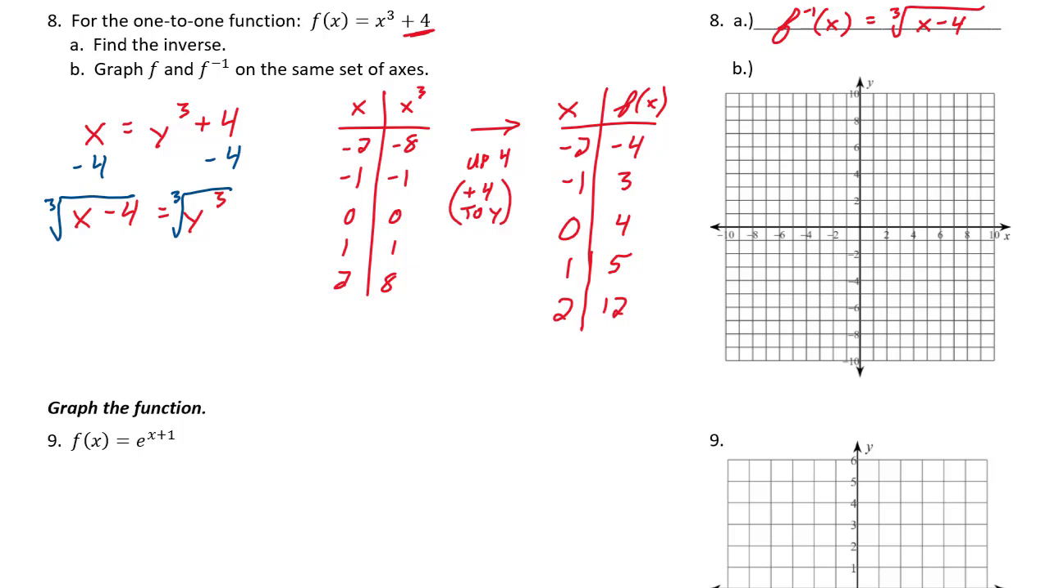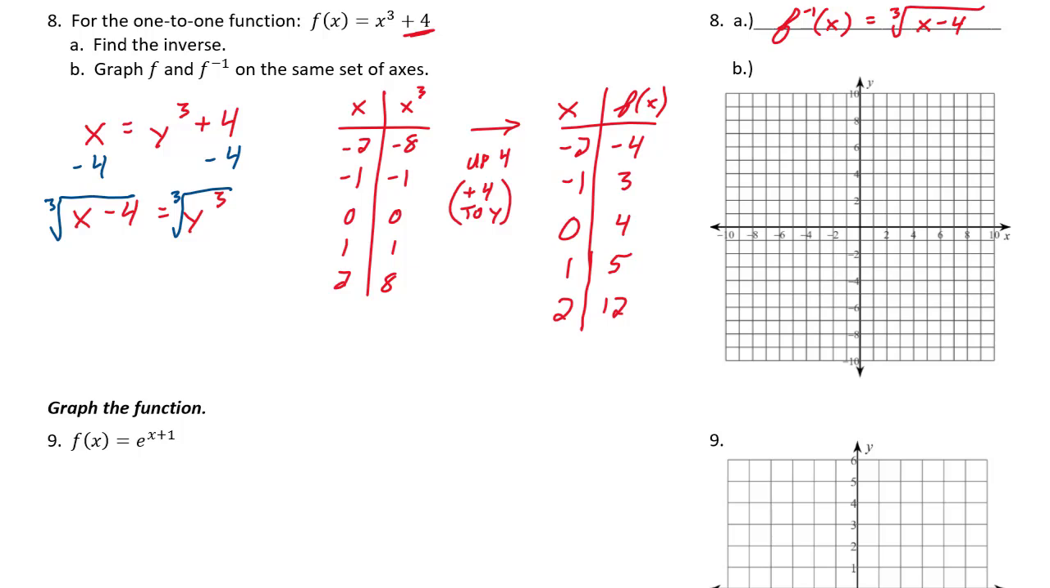When it comes to the inverse, I'm just going to take that same t-chart, but plug the y values in for x's and then the x values in for y. So basically I just swap those two columns and plot those points. So first I'll start with just graphing the f function, just plotting these points.